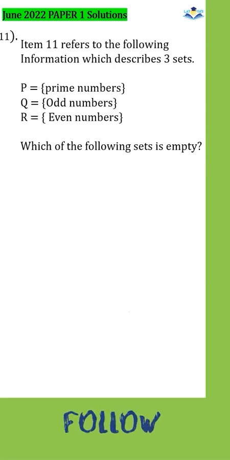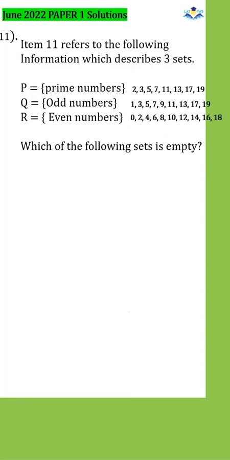Item 11 refers to the following information, which describes three sets. P is prime numbers, Q is odd numbers, R is even numbers. Which one of the following sets is empty? Now, they didn't give us any numbers, but for the purpose of this question, I wrote a few elements in each of the sets between 0 and 19. This will help us to answer the question.